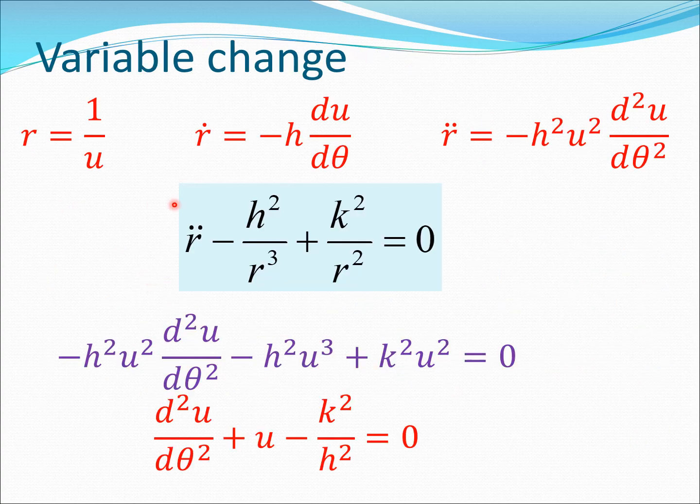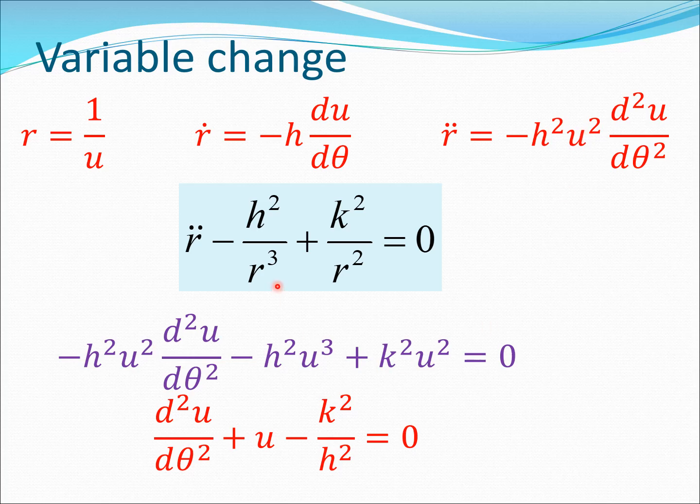So let us write down these three equations here, the equations for r, r dot and r double dot, and then we write the orbit equation here once again. And so what we can do now is plug these values into the orbit equation. We substitute for r here, for r dot here, and for r double dot here. Once we do that, we clearly get this equation here.